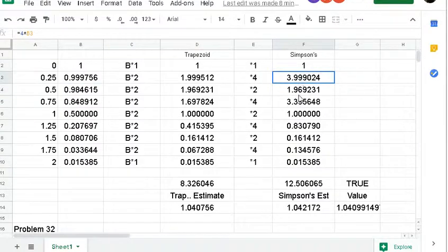If you add all this up in between here, you get 12.506065. So it's going to be 1/12 times 12.506065. And 1/12 of that turns out to be 1.04212.